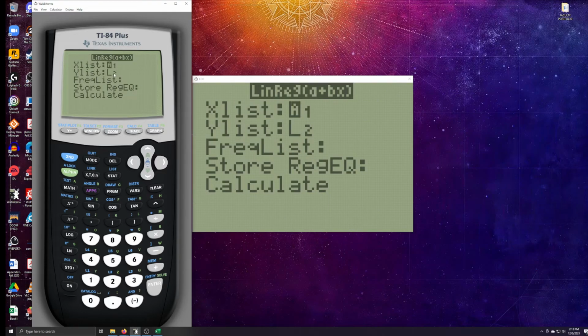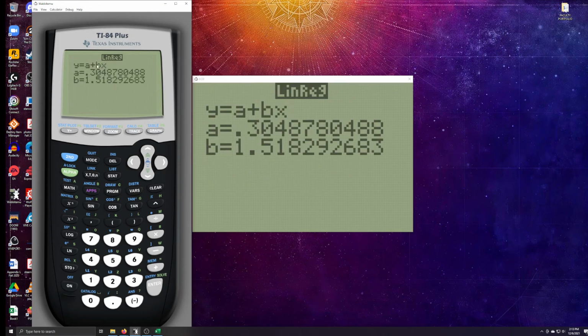We hit enter, and it's going to ask us, where's your X list? Well, that was list 1, so it should already be there. Shouldn't have to change anything. Then it's going to ask us, where's our Y list? Well, that's going to be list 2. And all this other stuff, I really wouldn't worry about it at all. Just go ahead and click down until calculate is highlighted. Hit enter. And here you go.